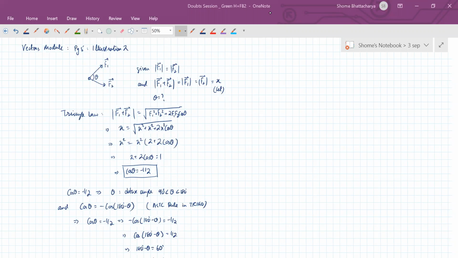So this is on page 12 of the module, question number 1. So people turn to page 12 of your module and go through question number 1. I will explain it.